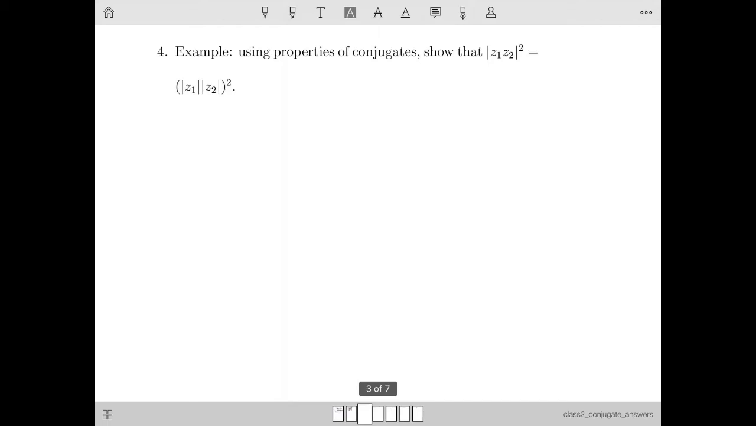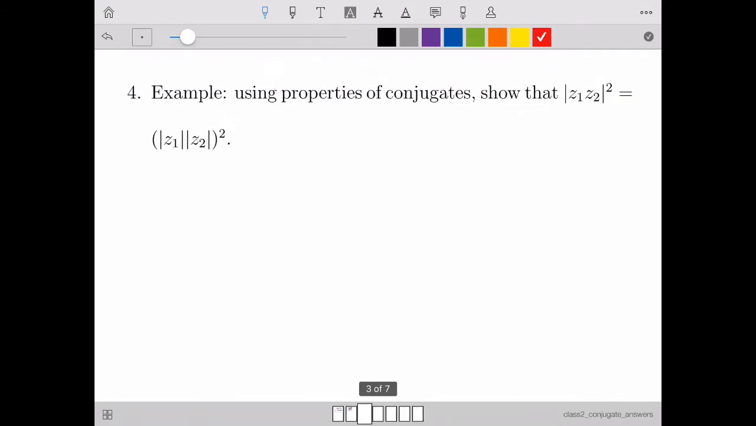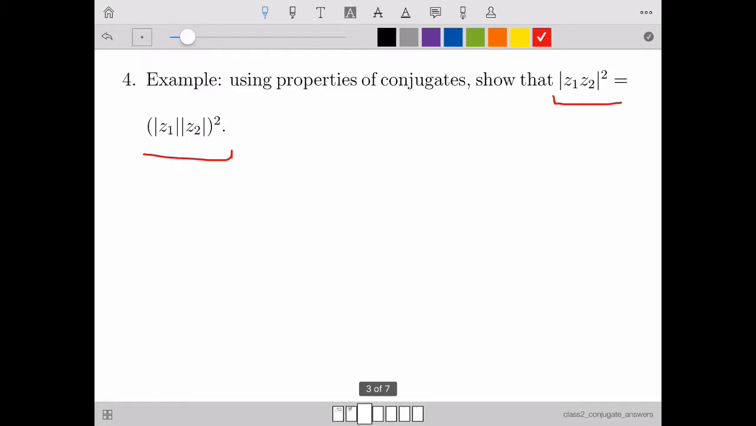Okay, so number 4, we have done the properties of conjugates last time. So using these properties, show that absolute z1 z2 squared is quantity absolute z1 times absolute z2 whole quantity squared. Okay, so let's start with the left hand side. So z1 z2 squared. So z1 is in C, is a complex number. Z2 is in C, and multiplication of two complex numbers is also a complex number, so it is in C.